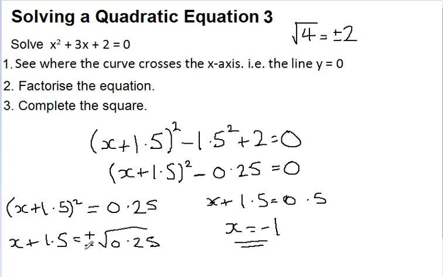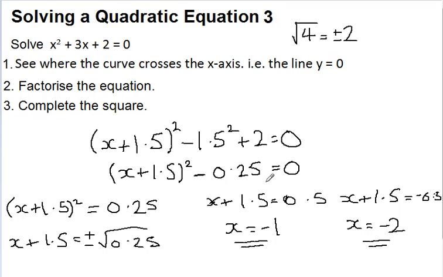And if I have a minus a half instead, so I have my x plus 1.5 equals minus a half, just fit that in there, then if I take away 1.5 from both sides again, then I do get x equals minus 2 as my second solution. So I've got both of my solutions there.